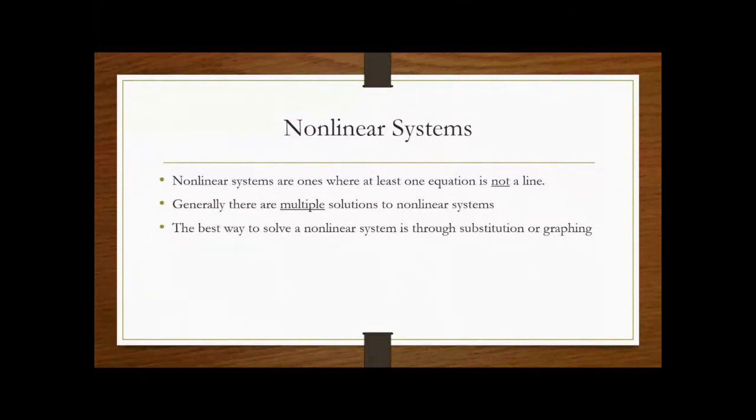And most of the time, nonlinear systems have more than one solution. So instead of having one ordered pair, there will actually be like two or more ordered pairs as a solution to a system. Though it is possible to get one solution to a nonlinear system. You have to get it right in the perfect spot in order to get that, but it is possible. So the best way to solve a nonlinear system is through substitution or graphing. You could do elimination, but it's usually a lot harder to do. So substitution is the best method.